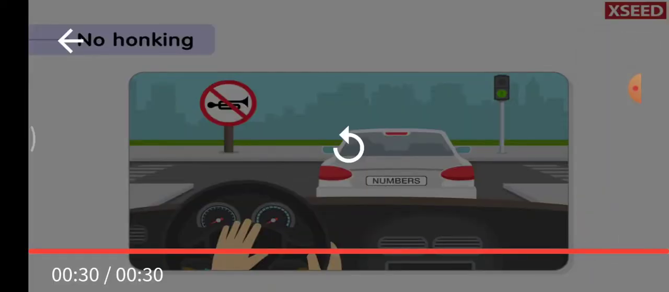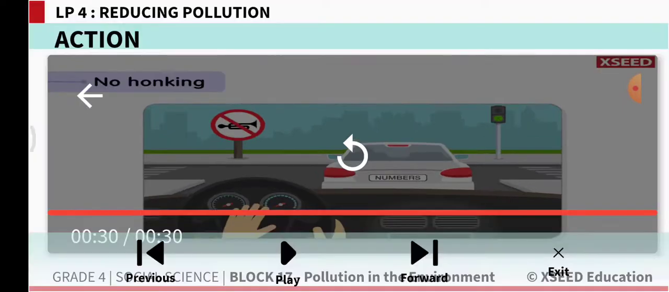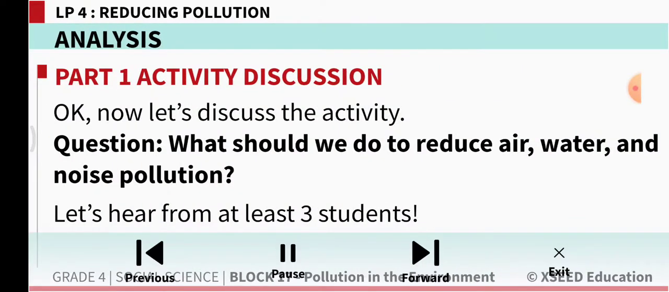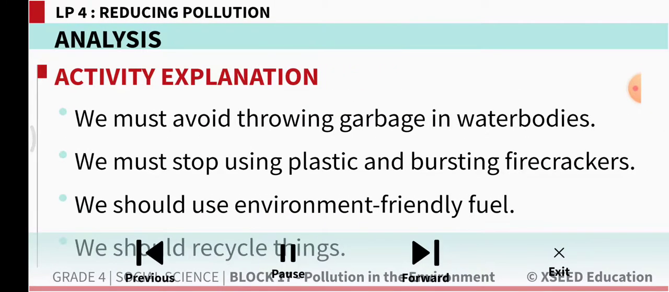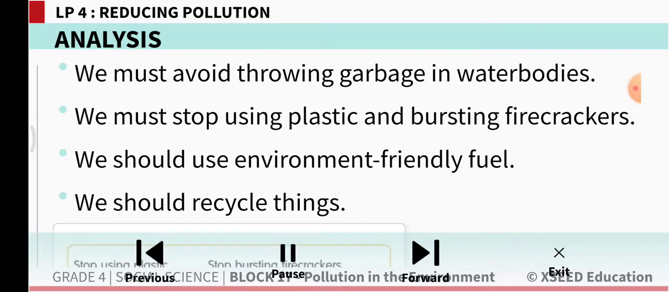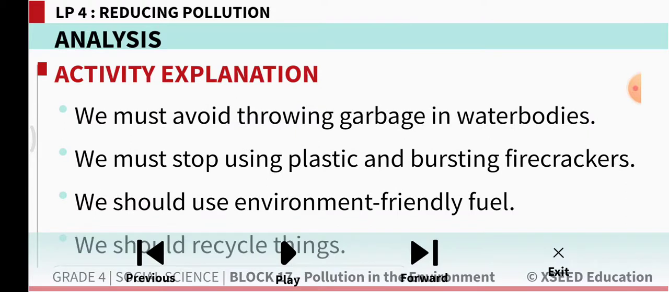Right, so that video will be very useful to us in making the rules, right? Writing down the rules. What should we do to reduce air, water and noise pollution? We must avoid throwing garbage in water bodies. We must stop plastic and bursting firecrackers. We should use environment friendly fuel. We should recycle things.